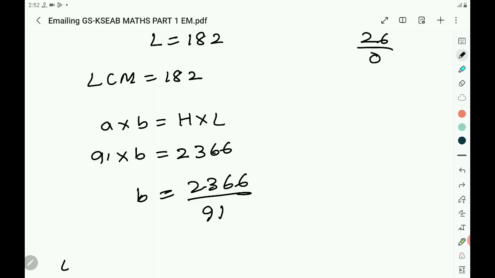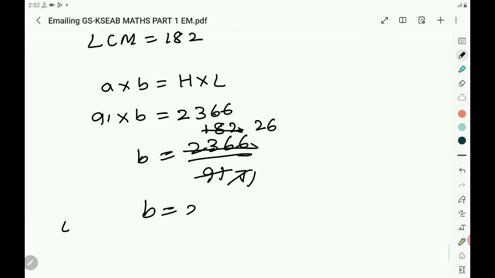91 is in the table of 13, 13 sevens are 91. So if you divide 91 by 13, 13 sevens are 91, and 2366 by 13 is 182, then 7 twos are 14, 4 is remaining, 7 sixes are 42. You got B is equal to 26. B is equal to 26.